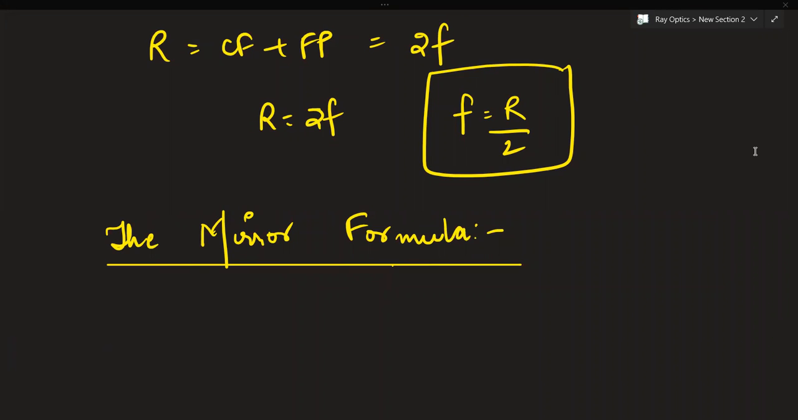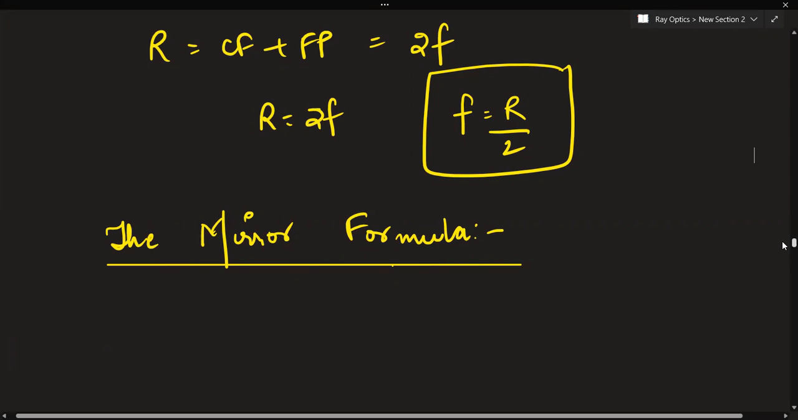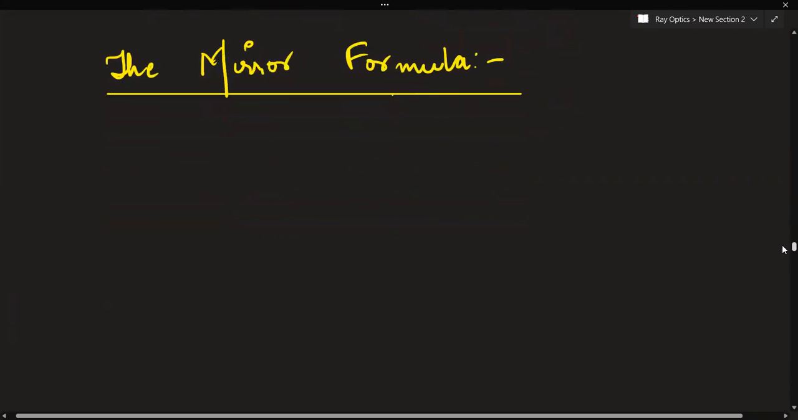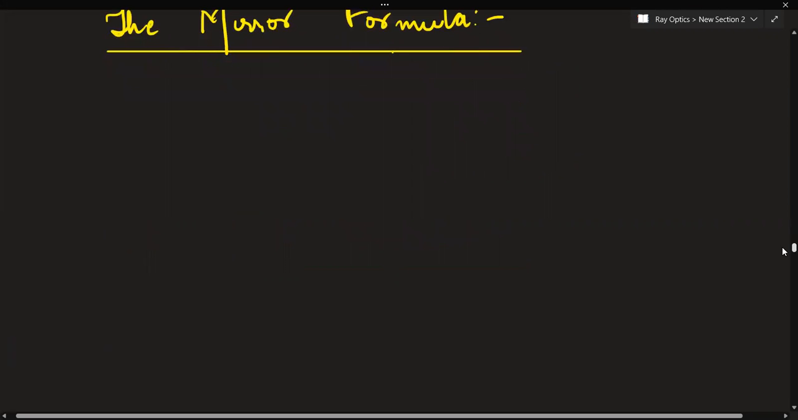So in reflection, you have the mirror formula. You have already done this mirror formula in your earlier classes, but you didn't have the derivation, I think. So now the derivation will be there, and questions from the mirror formula also come. Last year, no question came from this because it got deleted, so there wasn't any use of any question.